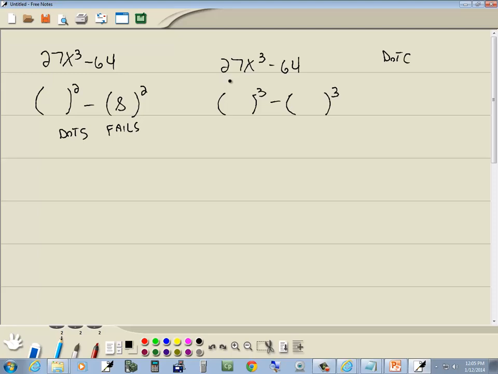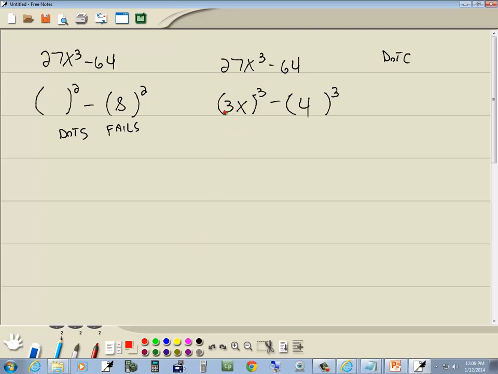Now we ask ourselves what times itself three times gives us each individual piece. Like I'll start with 27. 3 times 3 times 3 gives us 27. x times x times x gives us x to the third. And 4 times 4 times 4 gives us 64.